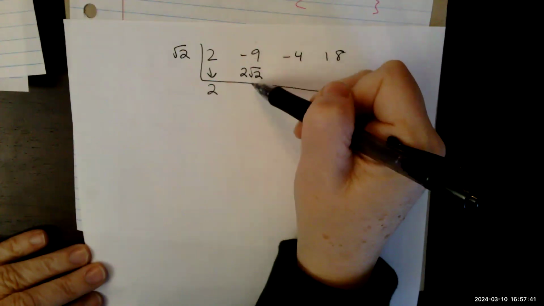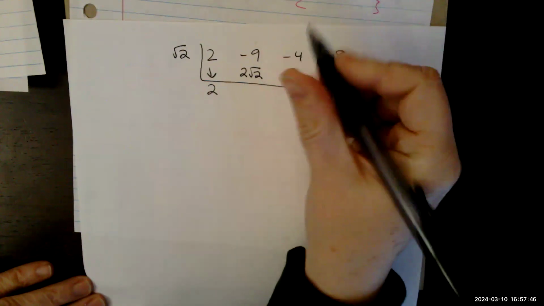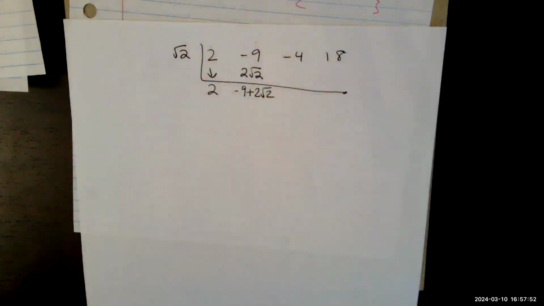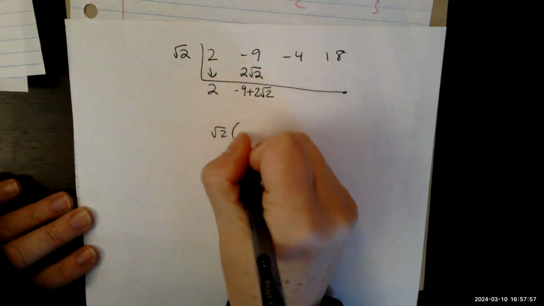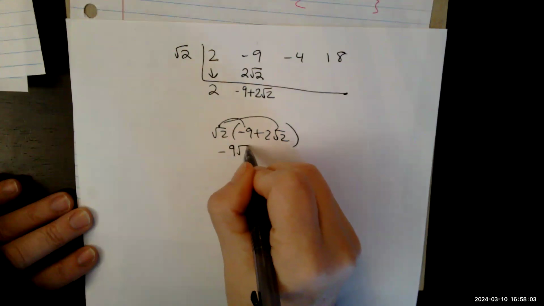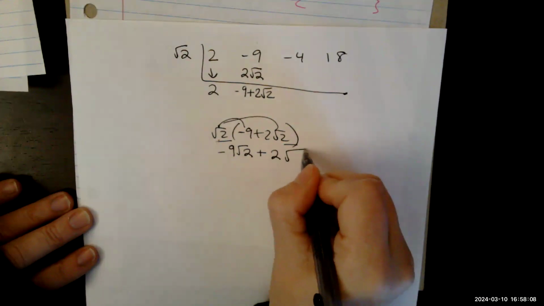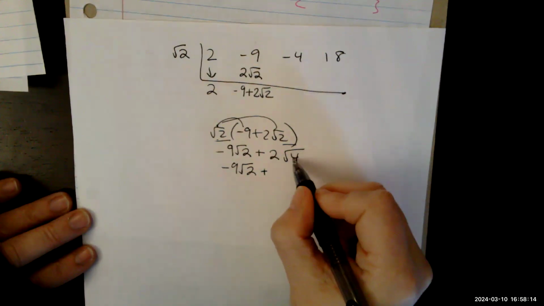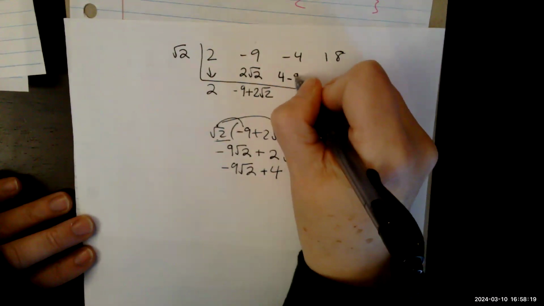And then when you go to add, you also can't add these because you can't add a normal number with something with a square root with it. So it's just going to become negative 9 plus 2 square root of 2. But now I need to multiply that by square root of 2. So I'm going to do that down here so you can see. So distributing, I get negative 9 square root of 2 plus 2. Now you can multiply these to get square root of 4, which is a nice number. So this is really a 2 times a 2, so 4. So we're going to say 4 minus 9 square root of 2.